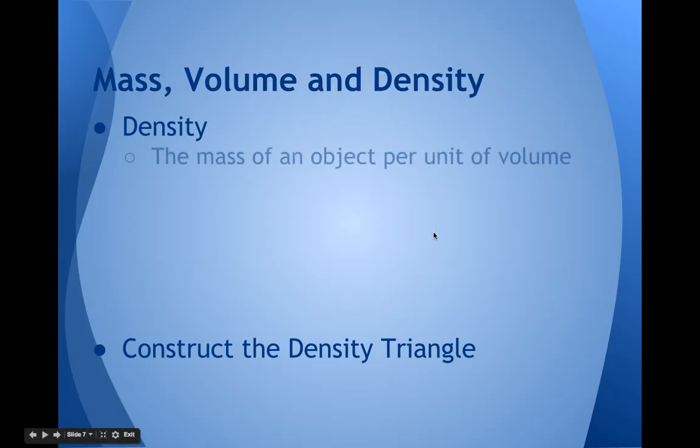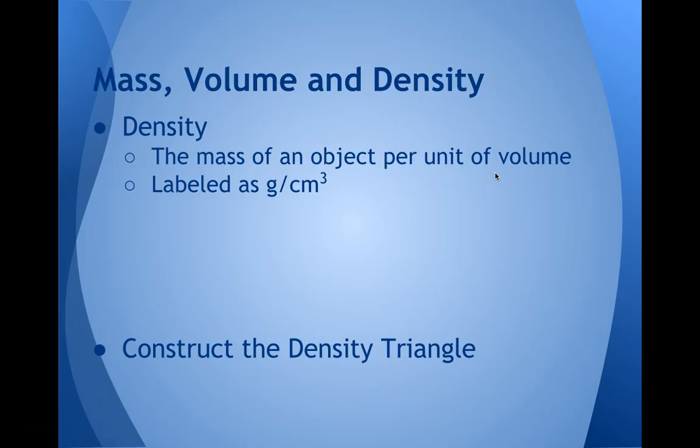Okay? Density. Density is how much mass per unit of volume. So what this means is how many atoms are shoved into a space. If you have an empty box, it's going to be less dense than a box that's full of stuff because there's less stuff in it. Another way to think of this is how much stuff is in that particular space. How we label density is grams, which is mass, per centimeters cubed. So how much mass is in a specific space.